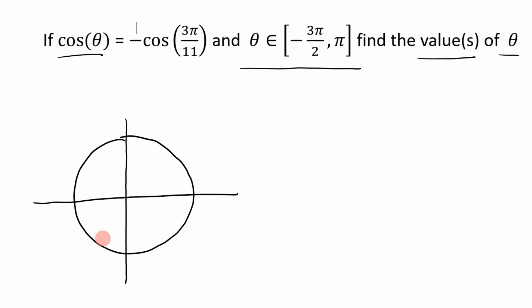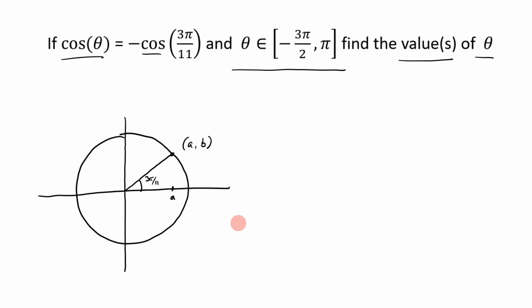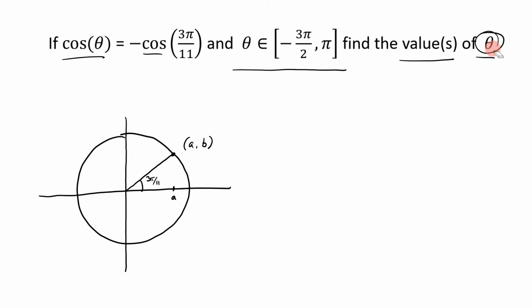So if I've got 3 pi on 11, let's just draw that in somewhere in the first quadrant. So 3 pi on 11, let's just draw it here. That there, we're calling 3 pi on 11. Now, if I'm dealing with cos of 3 pi on 11, that means I'm looking at the x value of it. So in this case, it would be a. And again, it doesn't matter that we don't know what a is. We don't need to in order to answer this question, because this question isn't concerned about exact values. Rather, it's concerned about angles.